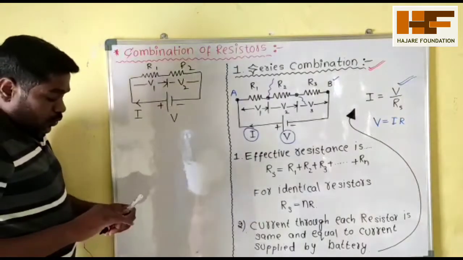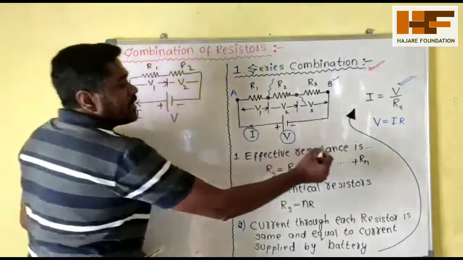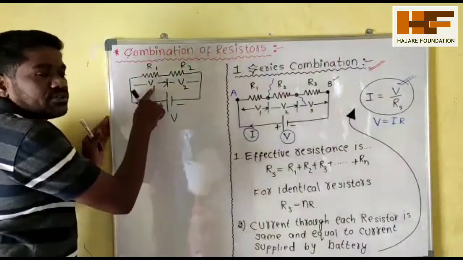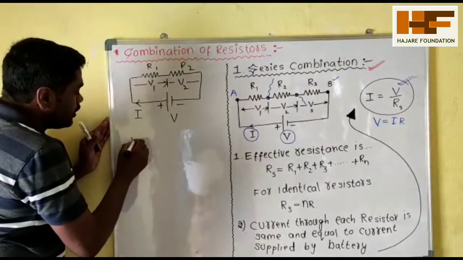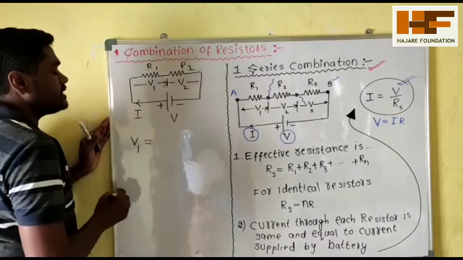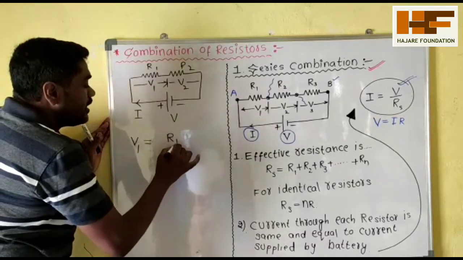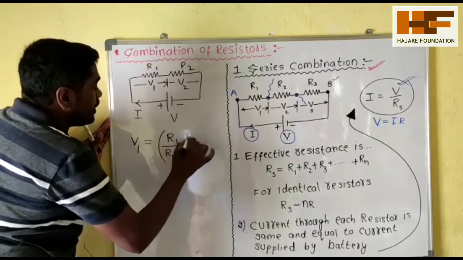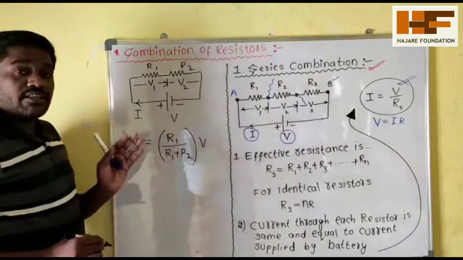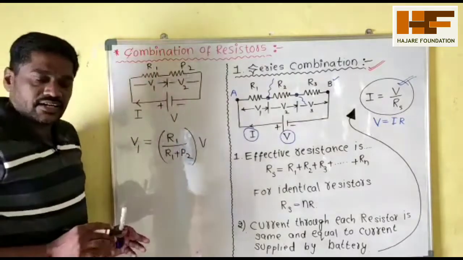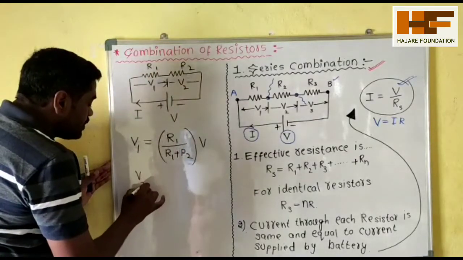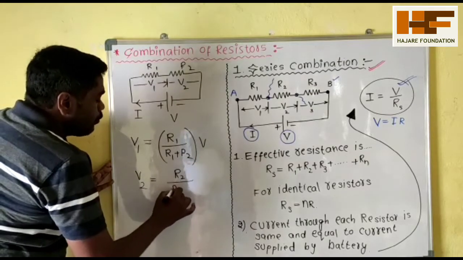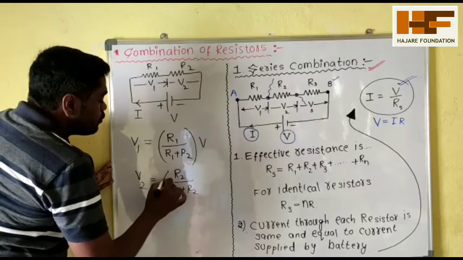So the current is the same. The current is found by the formula I is equal to V by Rs. Then how do we find the V1 value? The voltage across the first resistance V1 has a direct formula: R1 by R1 plus R2 into V. This is the formula for the voltage across the first resistor. Next, V2 is equal to R2 by R1 plus R2 into V.